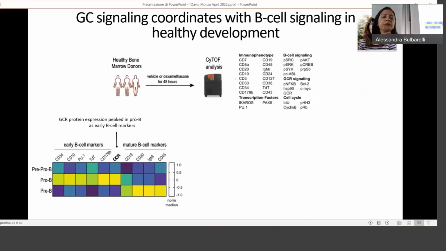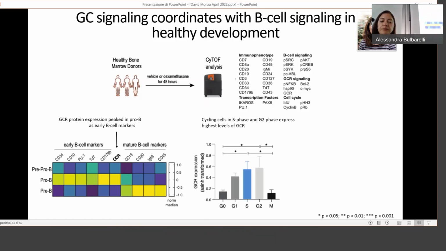So Yolanda took 3 more healthy bone marrow donors, developed a glucocorticoid receptor antibody and readout for the CyTOF, and integrated it into our ALL panels. And indeed, we found that the glucocorticoid receptor is expressed on the protein level. It's expressed most highly in pro-B cells and in coordination with early B cell markers. It starts to go down by the time the cells are moving past into the pre-B cell stage. We know that glucocorticoids regulate cell cycle. So in these healthy progenitors, Yolanda looked and found that it was the cycling cells in S phase and in G2 that expressed the highest levels of the GCR.